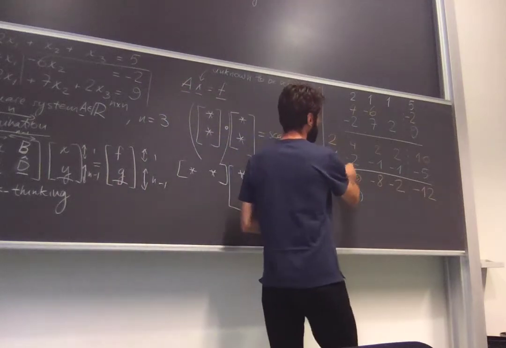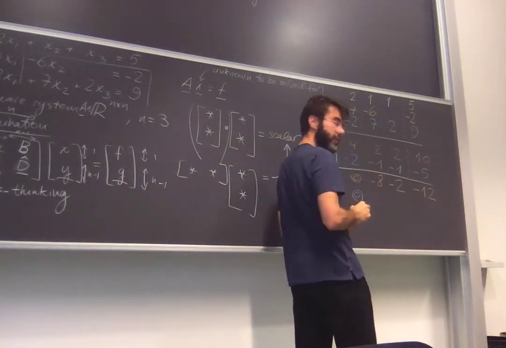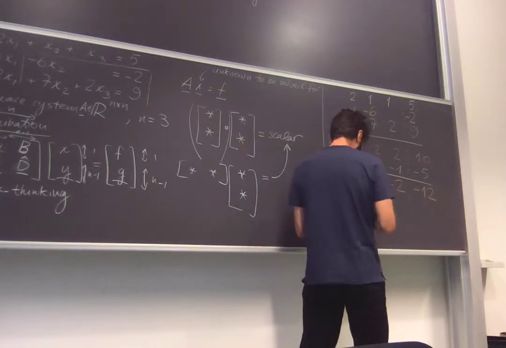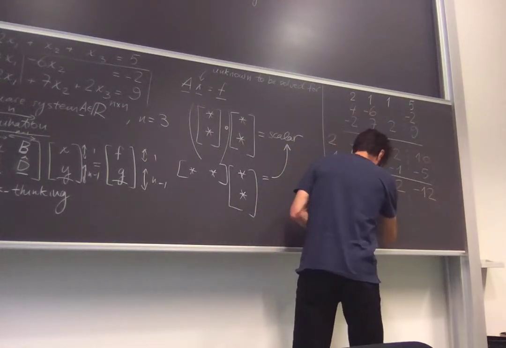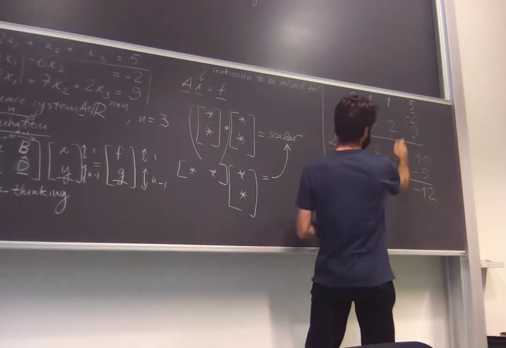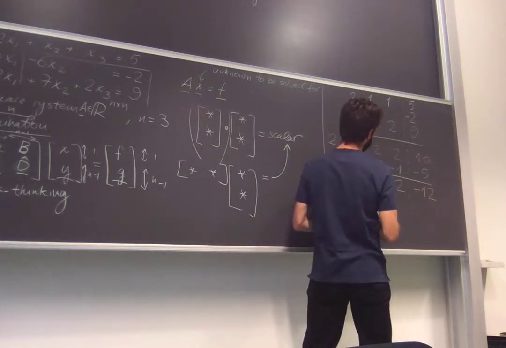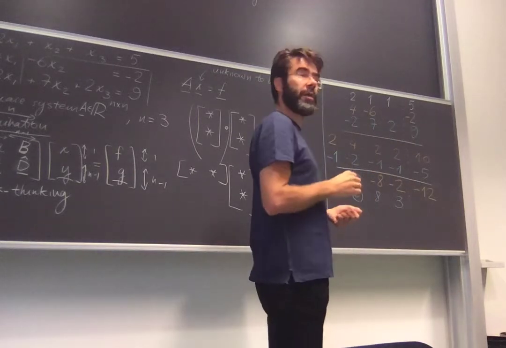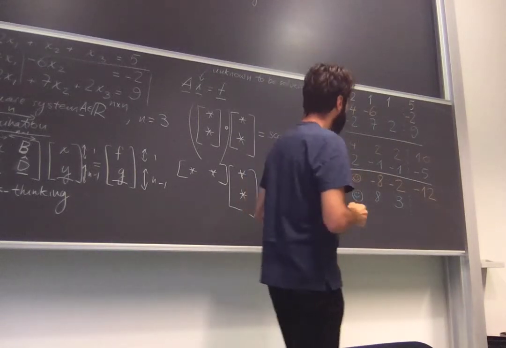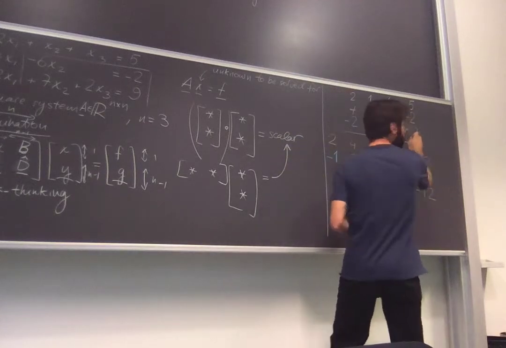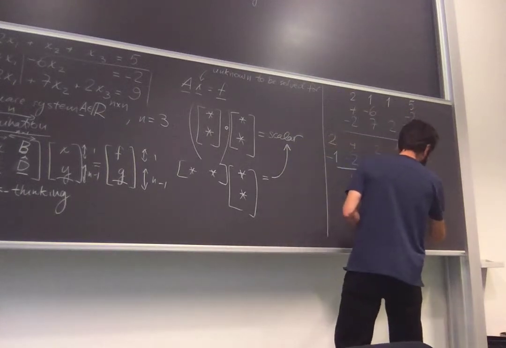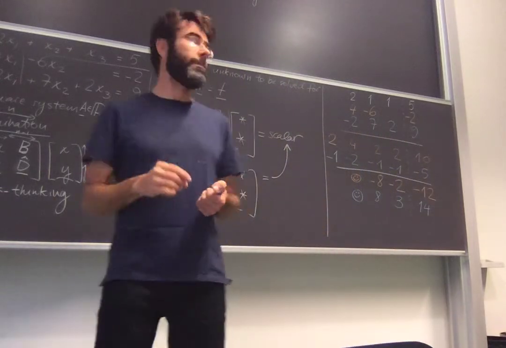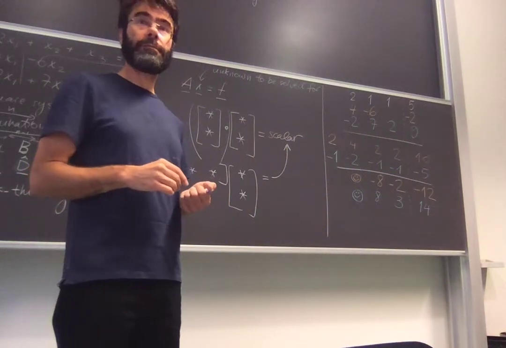What do I have to do? I have to subtract this from this row. So now I subtract minus 1 from 7, that gives me 8. And then I subtract minus 1 from 2, that gives me 3. And I subtract minus 5 from 9, which gives me 14. Good.